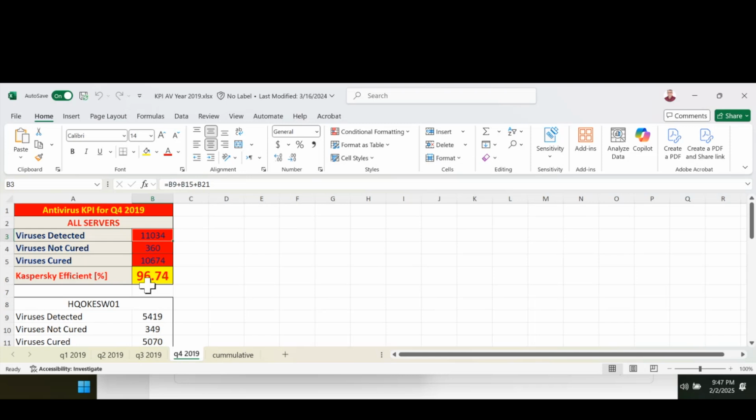So by doing that, after quarter 4, if the management came and asked me, should we renew the antivirus? I can reply back with figures, right? Yes, we measured the effectiveness of the antivirus and we achieved 96%, while our target was 95% or 90%. So I have solid information that I'm using to suggest a product. Okay. So the KPI is very, very important in our business.